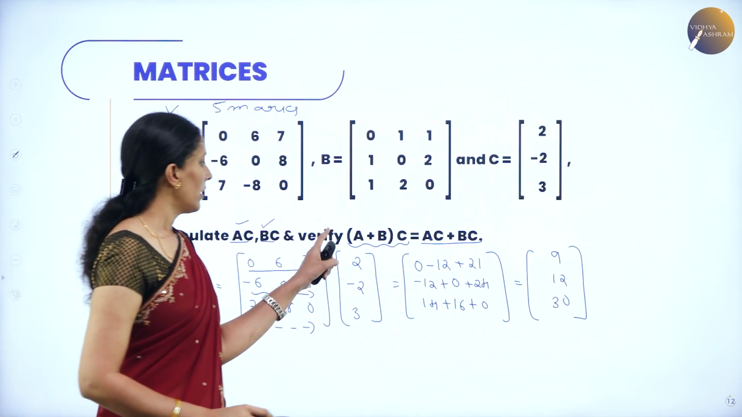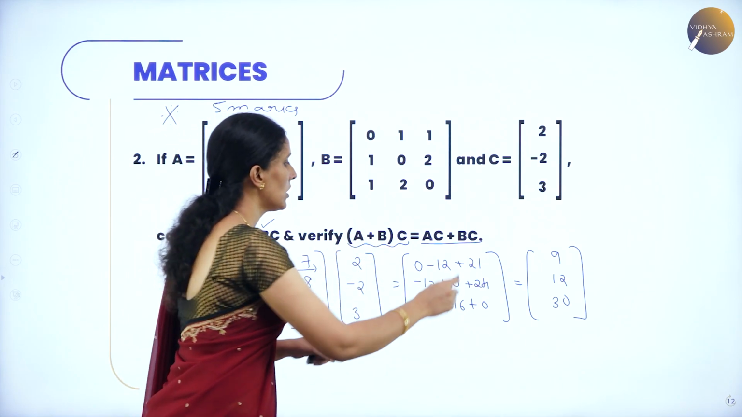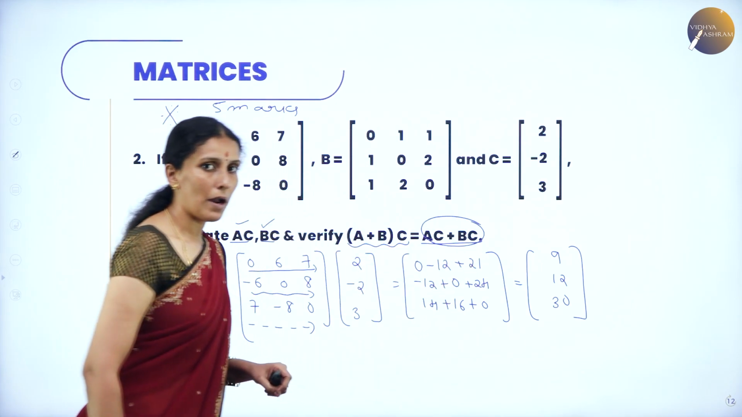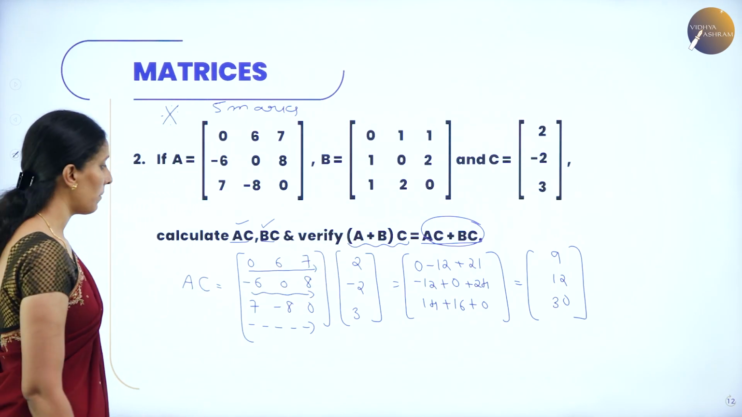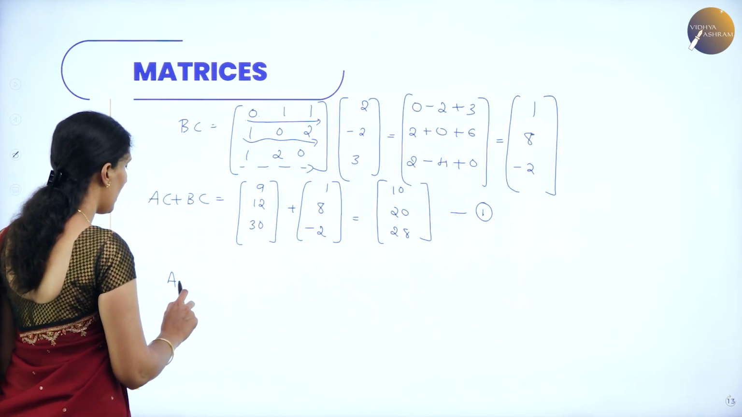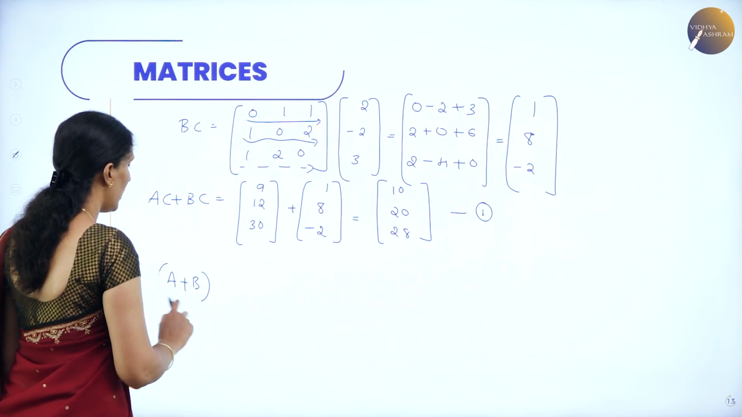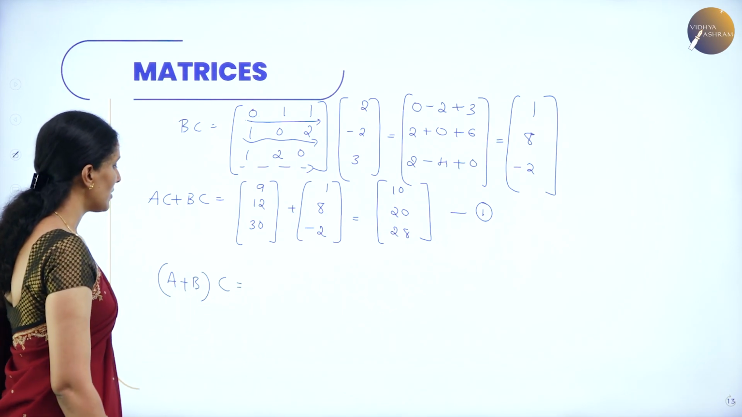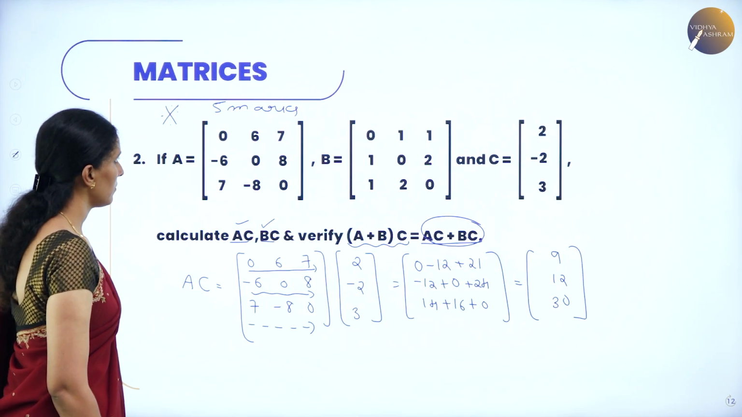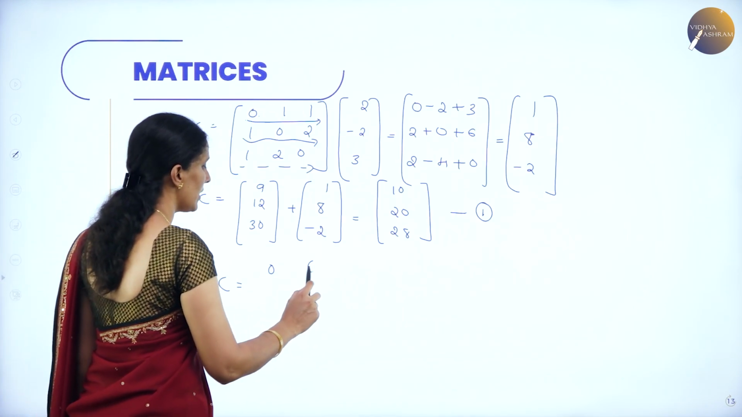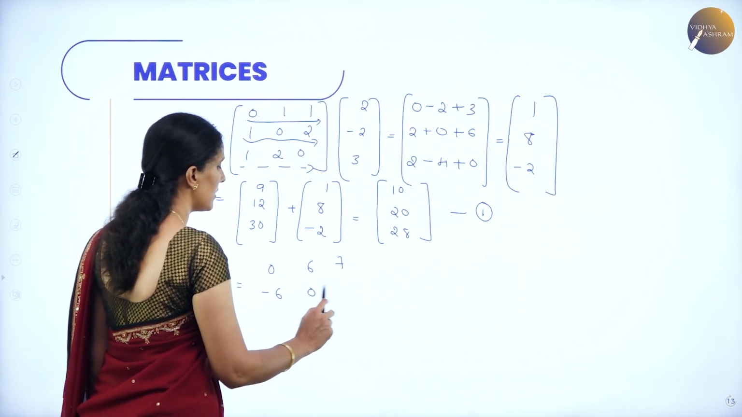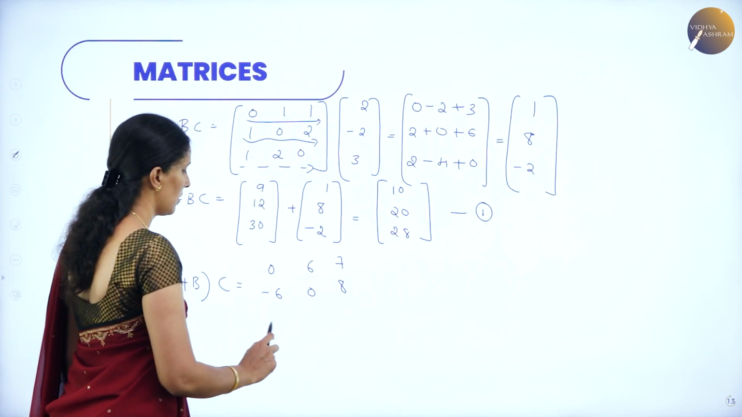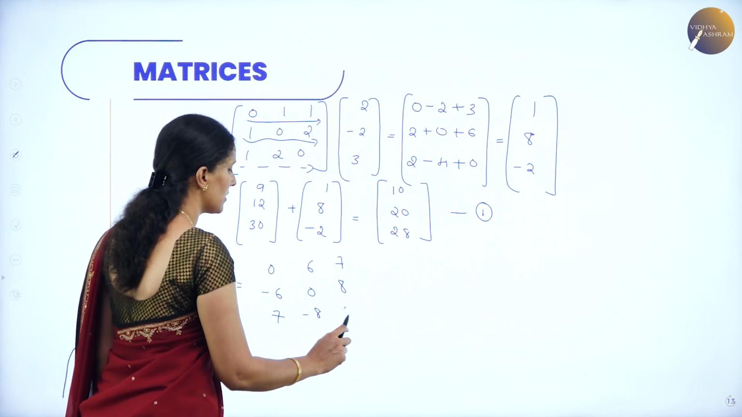Now, in verification, the right hand side part is done. Now let's see what is A plus B into C. First find out A plus B. So let's see A plus B into C. So let's write A: 0, 6, 7, minus 6, 0, 8, 7, minus 8, 0.